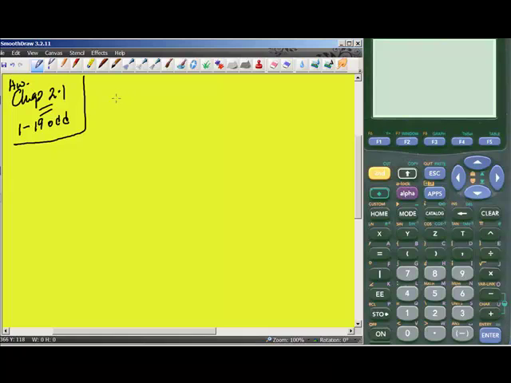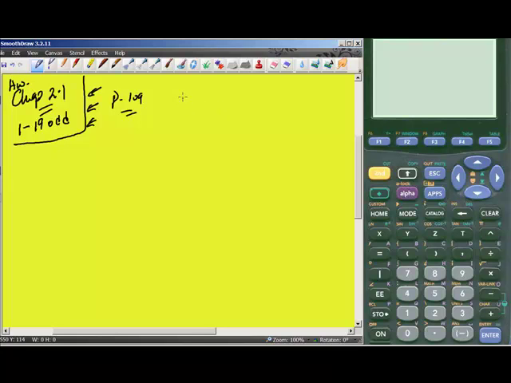Alright, let's start with page 109. And this is your homework right here for this section. On page 109 we have an informal definition of a limit. Okay, let me describe to you what that means.